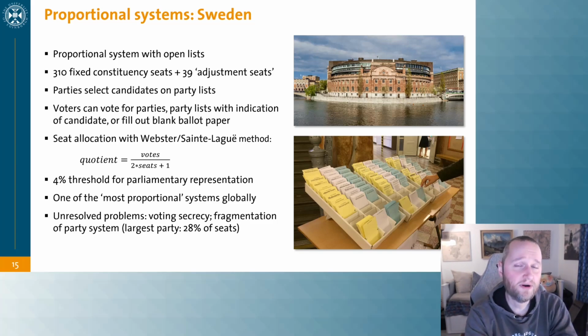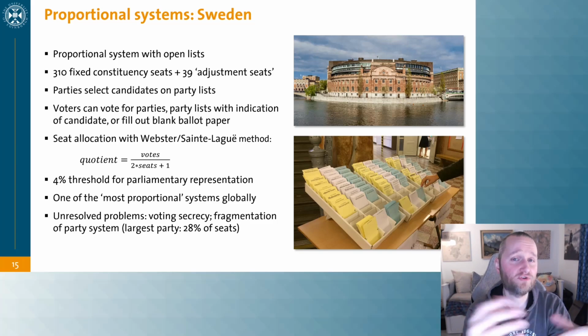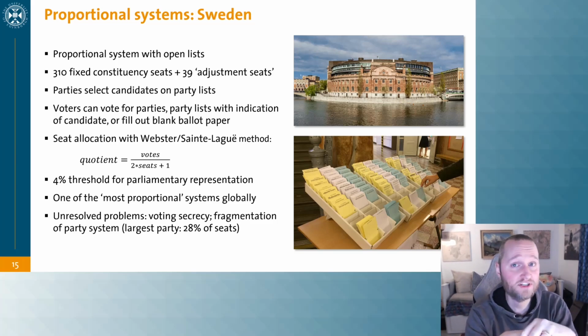The threshold for parliamentary elections is 4%, so if you score less than 4%, you will not be represented as a party. It is considered to be one of the most proportional systems worldwide, and I'm going to show that with a graph on the next slide. There are some unresolved issues.